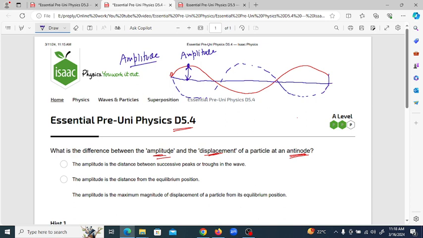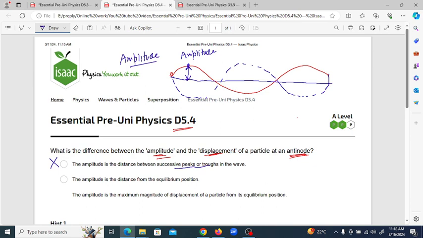Okay, so what is the correct option about this? The first option says amplitude is the distance between successive peaks or troughs. So this is not the amplitude. Amplitude is the maximum distance from the mean to the extreme, or equilibrium to the extreme positions. The distance between successive peaks or troughs is actually the wavelength. You can say this is the length of the wave. So it's not amplitude.